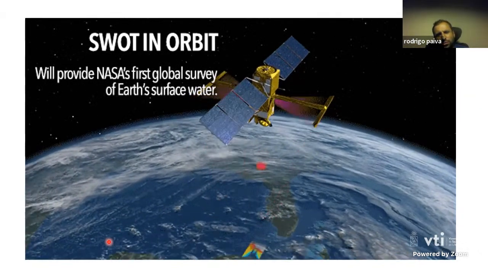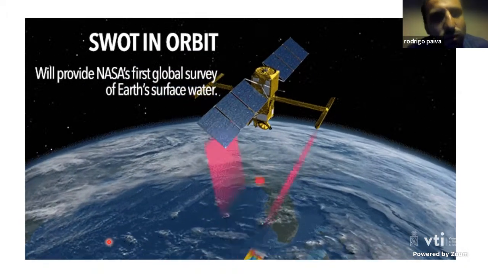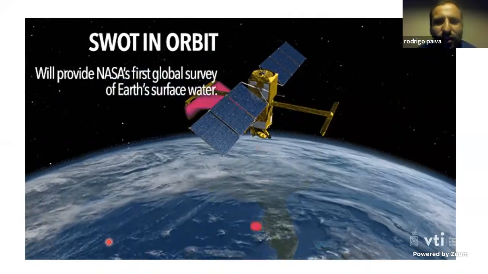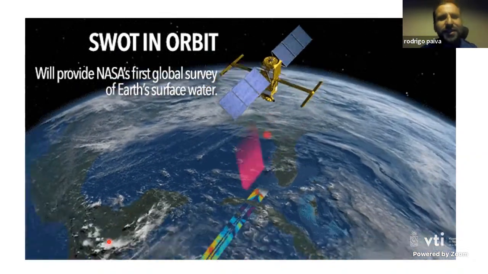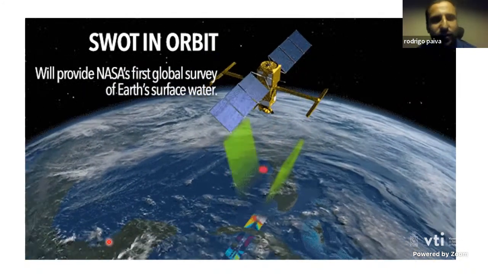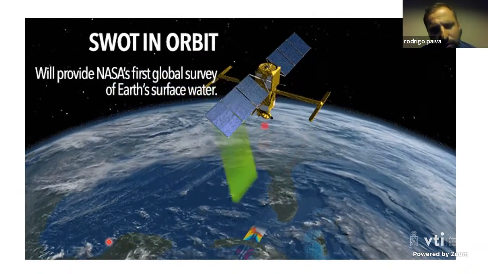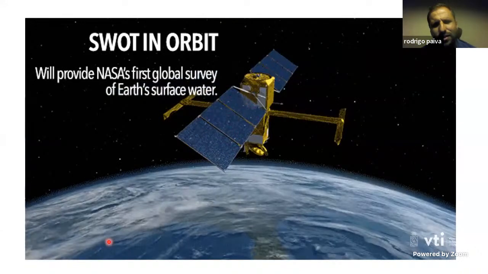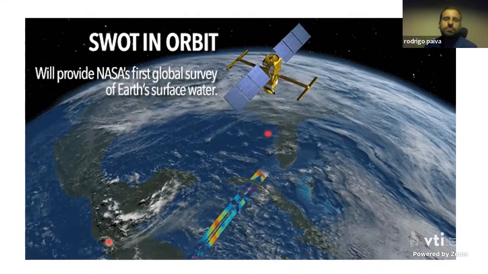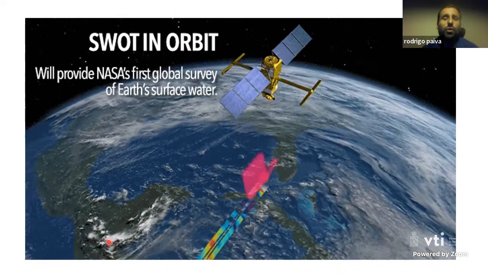One opportunity that I would like to mention concerning remote sensing is the recent launch of the SWOT satellite. SWOT is the Surface Water Ocean Topography Mission. It's a NASA and French satellite. It was launched in December last year, and it will soon start providing observations of rivers and lakes all over the world.